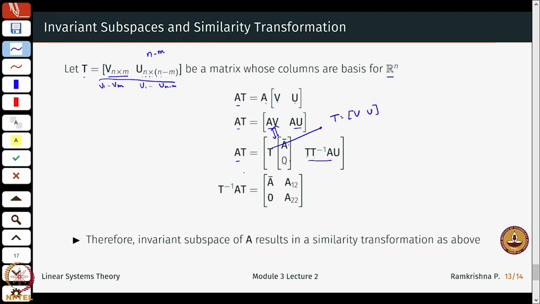So, now from this I can write T inverse A T. I just get this on the other side, so this T also goes here. So, I have T inverse A T. Just concentrate on this term, this is the term of interest. I have A bar, I have 0 and certain terms here, A12 and A22. This could be whatever. So, what does it mean? The invariant subspace of A results in a similarity transformation as we just derived. What is the importance of this?